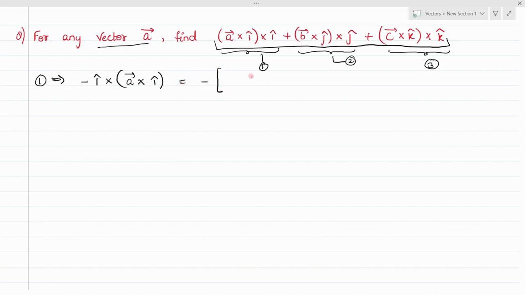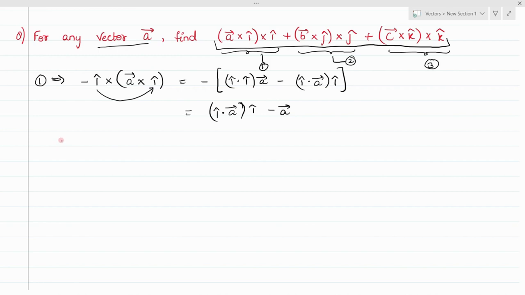Now just use the vector triple product. So multiply first with the far element, that is I dot I into A minus I dot A into I cap. Now it becomes, multiply the negative sign, you'll get I dot A into I minus I dot I, which is 1. We have discussed the property of dot product.